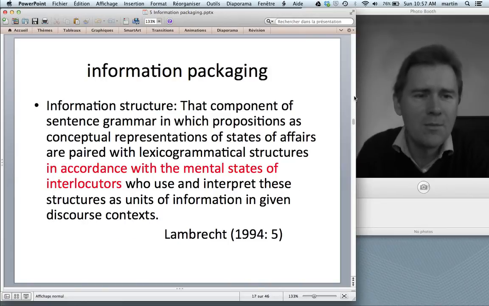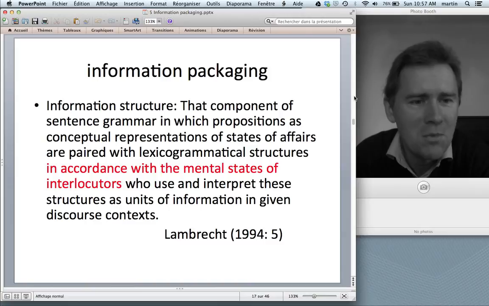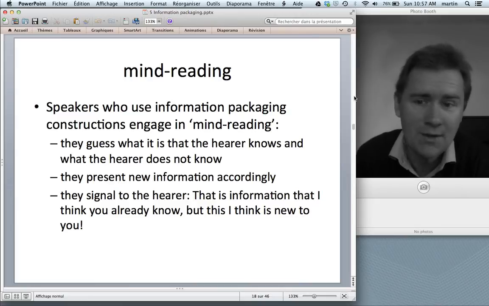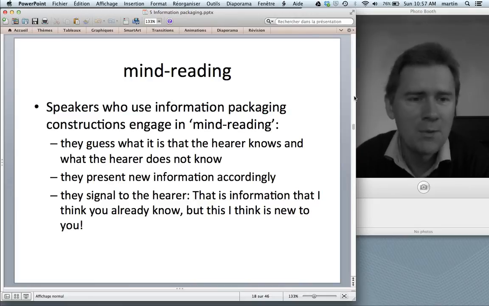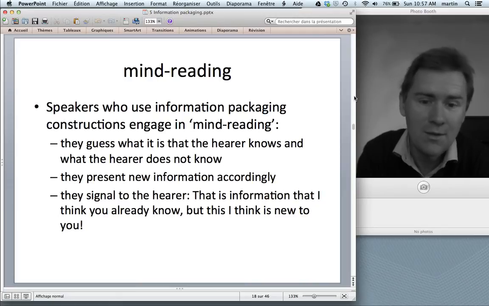And then the third and most important part really is this here, in accordance with the mental states of interlocutors. This is the mind reading aspect that I alluded to earlier. So speakers who use information packaging constructions engage in mind reading. They guess what it is the hearer knows. And they also guess what the hearer does not know. And they present new information accordingly. And why do they do that? Well, they signal to the hearer, look here, this is information I think you already know. But here, this I think is new to you, so make sure you pay attention.